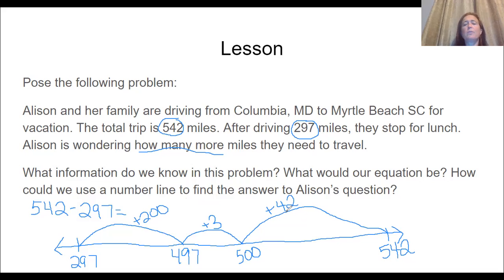So 200 plus 42 is 242. 243, 244, 245. So the answer is 245 miles, right? Because that's how long they have left to go. So I'm going to put an M there. Okay, so here's our equation. Here's the difference between those two numbers. Okay, and did we answer our question? Allison is wondering how many more miles they need to travel. Yes, we did. They need to travel 245 miles.